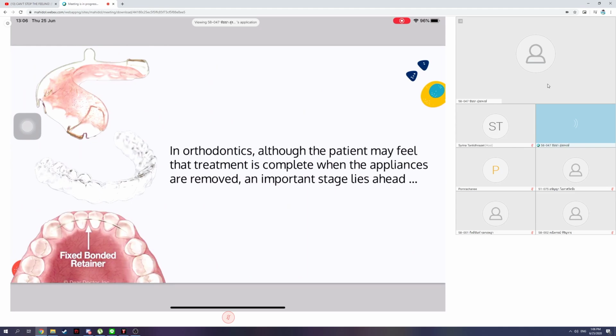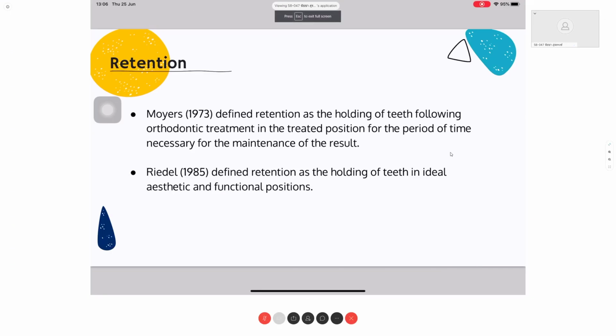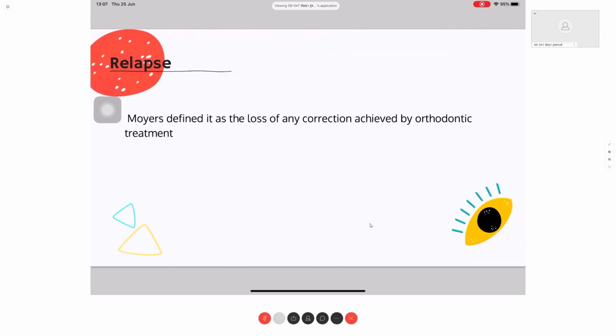Although the patient may feel that treatment is complete when the appliances are removed, the important stage lies ahead. Retention. Moyers 1973 defined retention as a holding of teeth following orthodontic treatment in the treated position for the period of time necessary for the maintenance of the result. Riedel 1985 defined retention as a holding of the teeth in ideal aesthetic and functional position. Relapse. Moyers defined it as a loss of any correction achieved by orthodontic treatment.